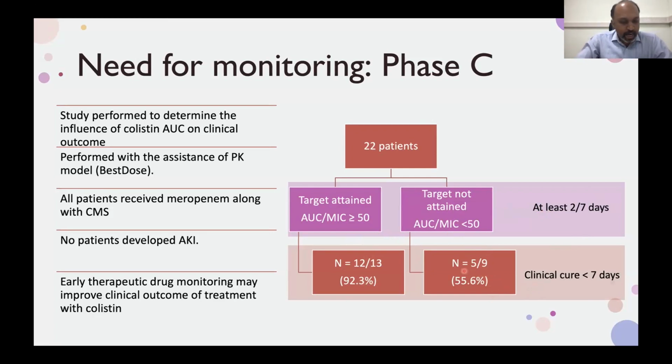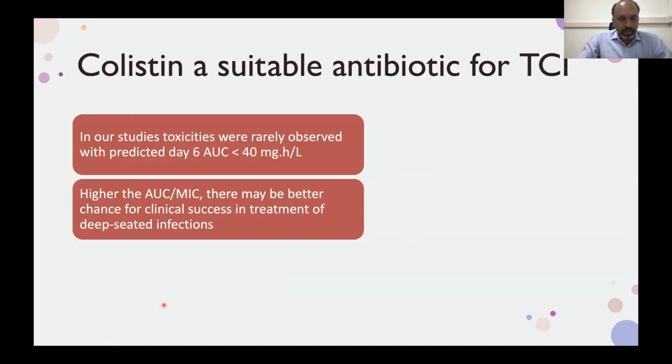This relatively high proportion of clinical improvement among those who did not attain target may be due to the synergistic effect of co-administered meropenem. Therefore, early therapeutic drug monitoring may improve clinical outcome early in the course of colistin treatment among critically ill patients. Colistin seems to be an antibiotic suitable for target concentration intervention.